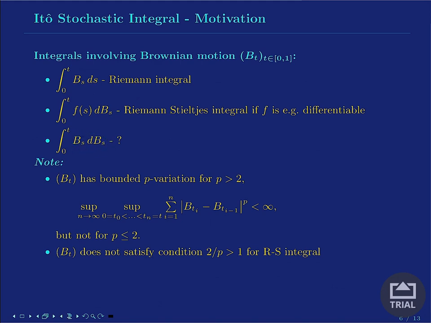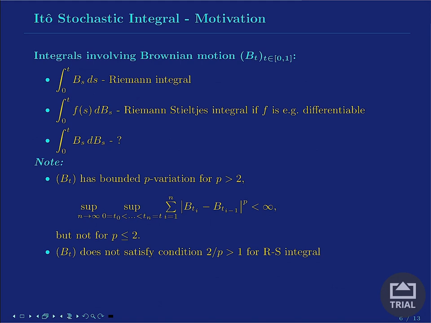It can actually be shown that the Brownian motion has a bounded p-variation for p being larger than 2. So, as said before, we take the supremum over all partitions of length n and the supremum of n to infinity of the absolute p-th powers of the increments of the Brownian motion. And that is finite if p is larger than 2, but it is infinite if p is smaller or equal to 2.